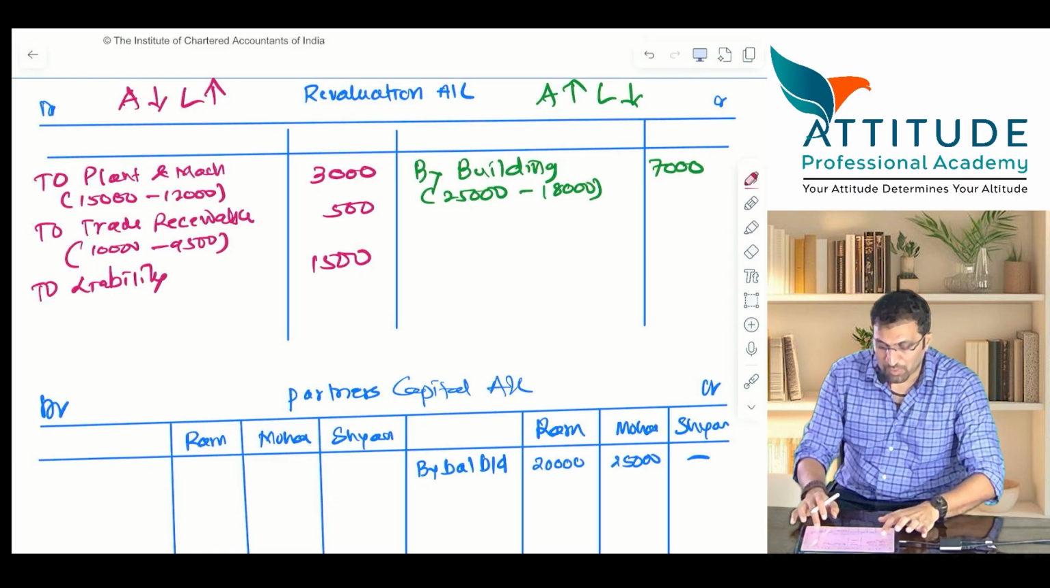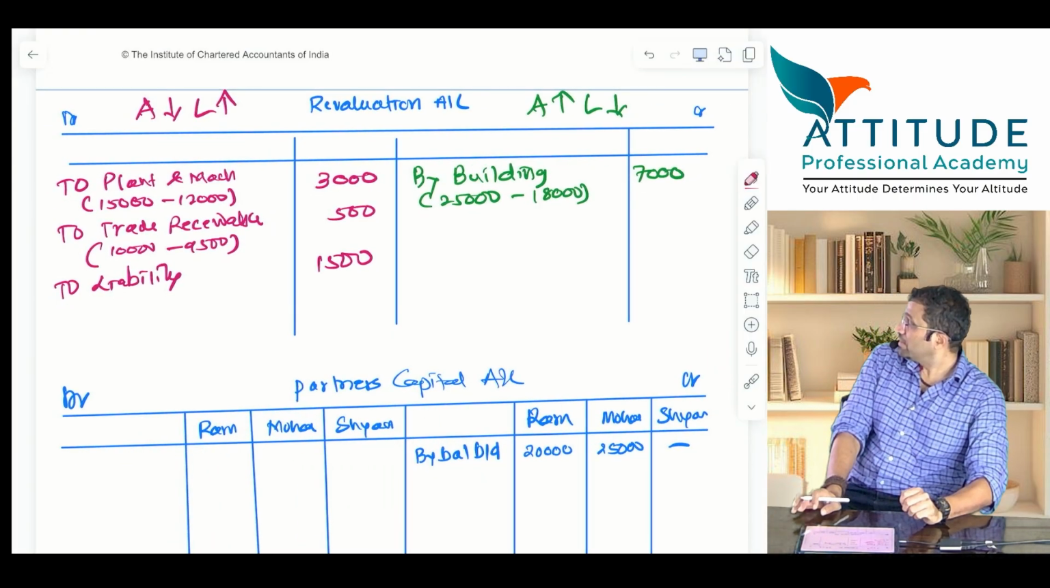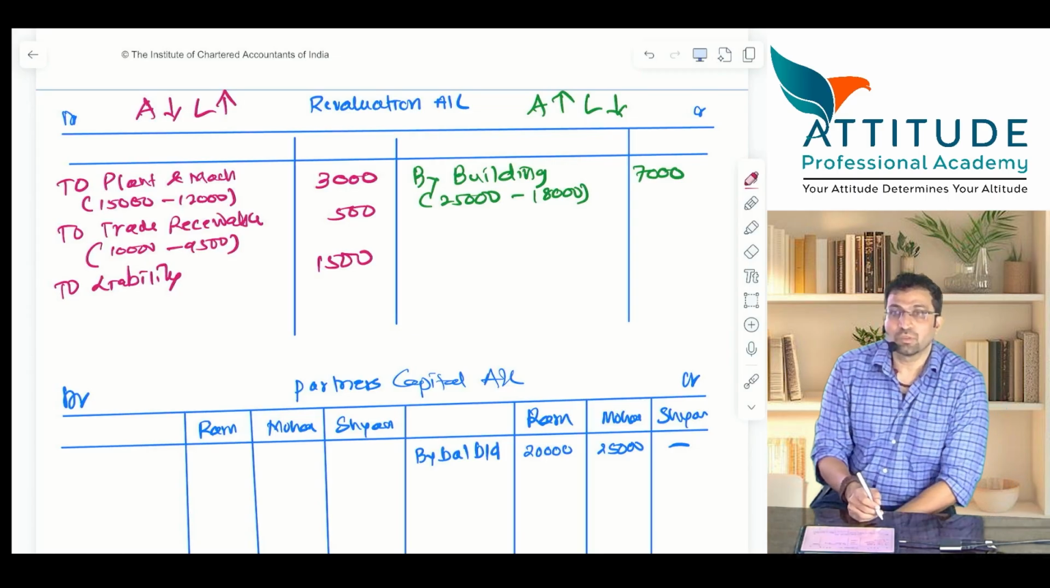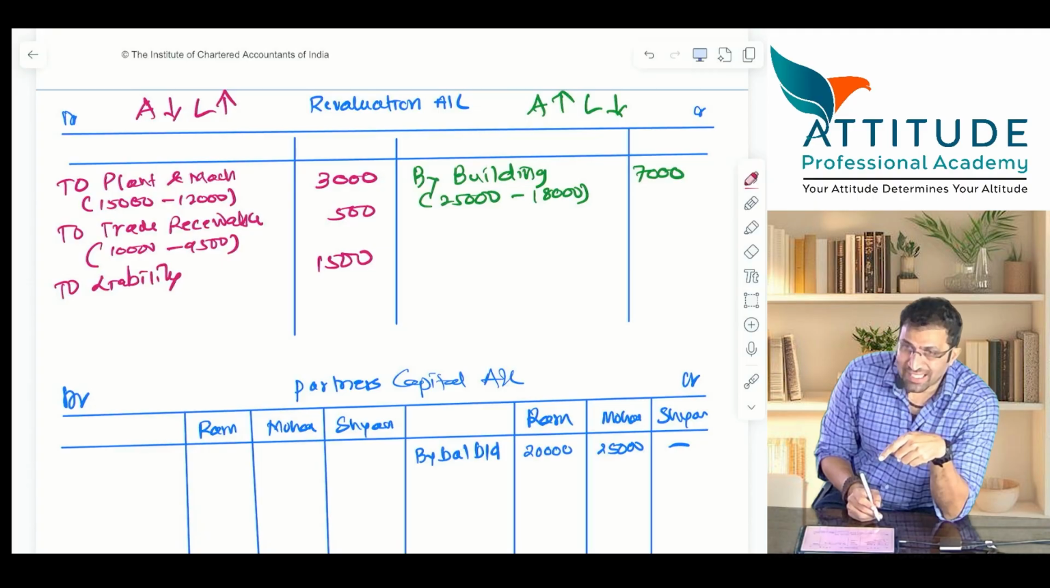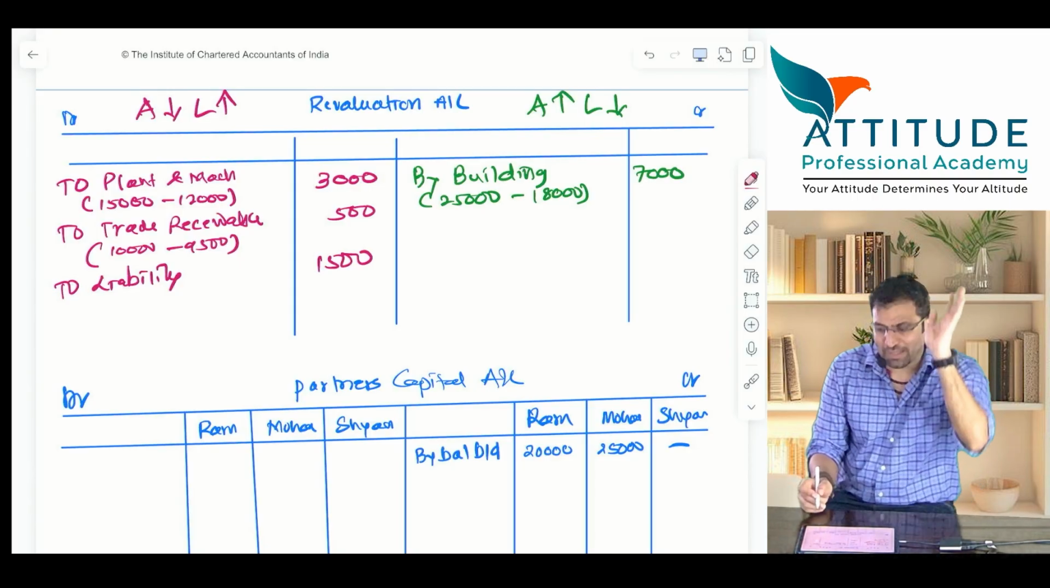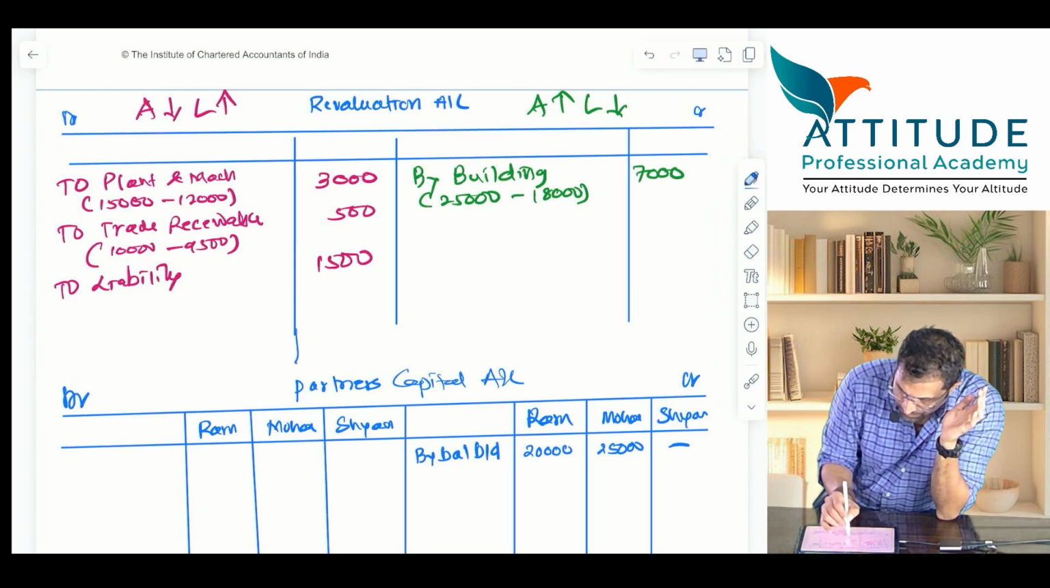समझ में आ रहा है? ऑल ऑफ यू आर एबल टू अंडरस्टैंड? यस गाइस. हेलो. यस. आई हैव डन. नाउ टेल मी, शुड आई क्लोज द रिवैल्यूएशन अकाउंट एंड ट्रांसफर द प्रॉफिट टू पार्टनर्स कैपिटल अकाउंट इन ओल्ड रेशियो? दिस इज ओनली फॉर द ओल्ड पार्टनर्स. हाँ चलो. फर्स्ट यू डू इट एंड देन विल पास द एंट्री.